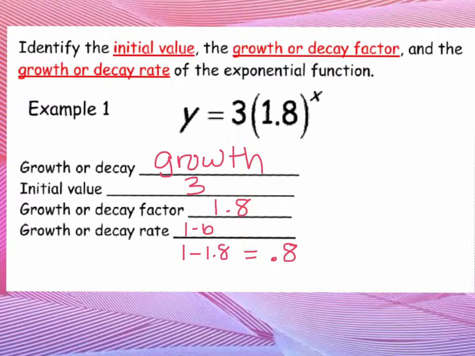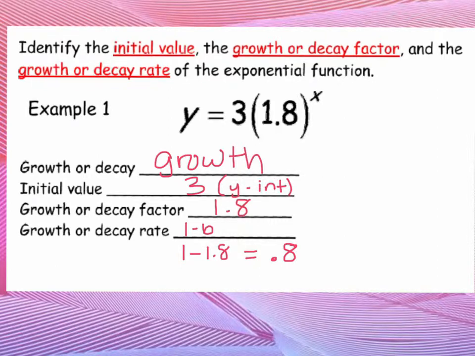Let's take a look. So was it growth or decay? Well, inside the parentheses, this number is greater than 1, therefore it's growth. The initial value is on the outside, which is 3, so this is our y-intercept. I'm going to put that in parentheses. You should do the same. This is our y-intercept for our graph.